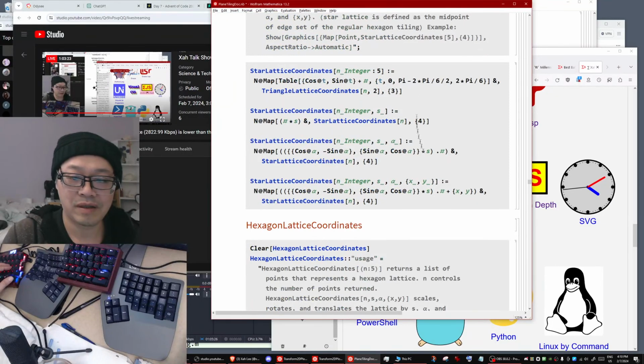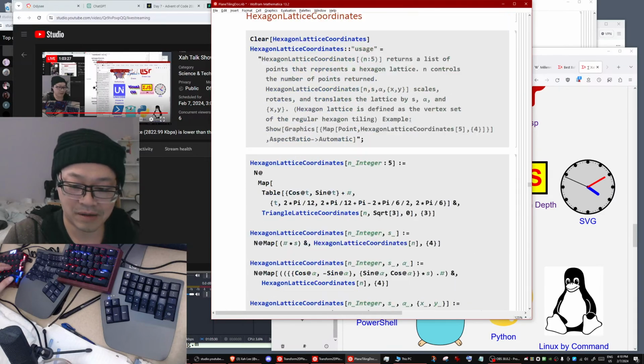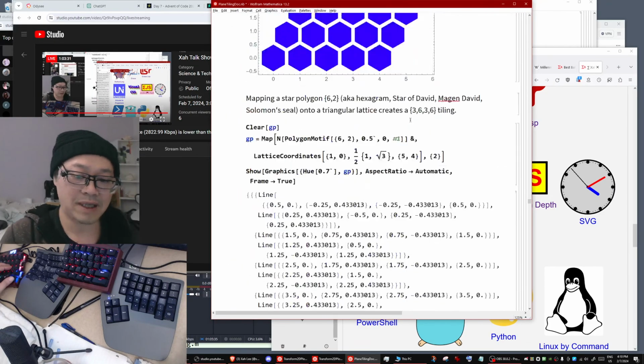Here's the code. Let's see, we can turn the code into mathematical typeset. And then, okay, that's it. Bye.